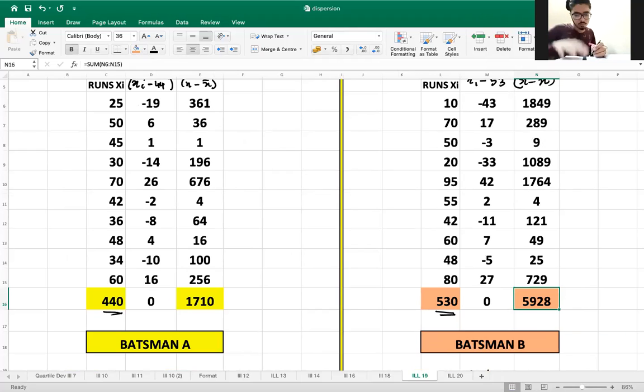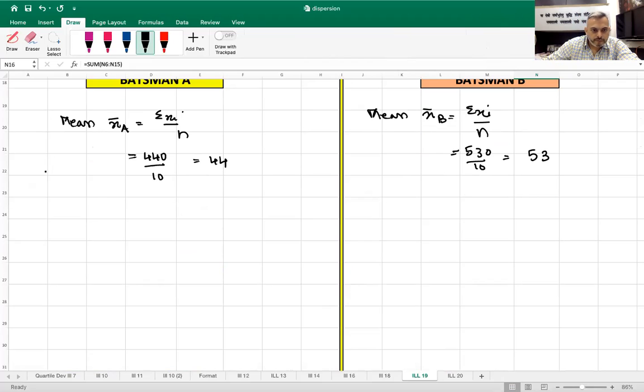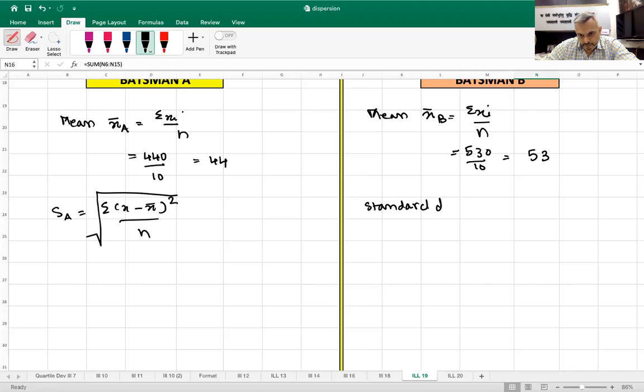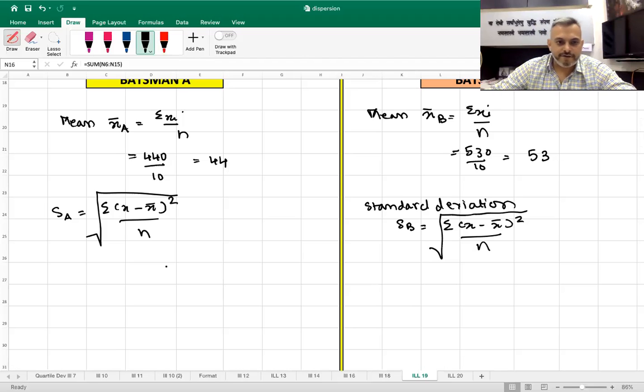Yes, sir. Okay. Now over here, we have to find the standard deviation. Standard deviation for A is equal to the square root of sigma Xi minus X bar the whole square upon N. Standard deviation for B is equal to the square root of sigma Xi minus X bar the whole square upon N. Remember this, standard deviation can never be negative. It's not possible because any negative value, we will square it, and it will become positive. So always remember this, standard deviation can never be negative.